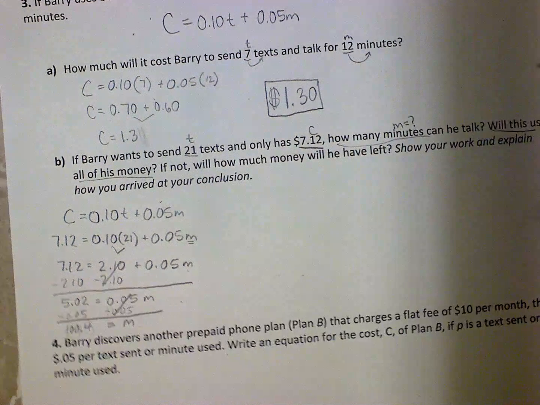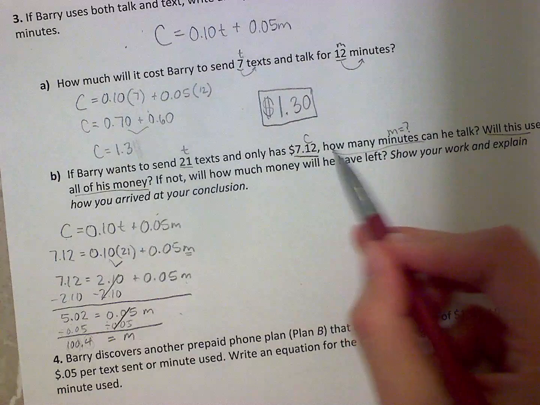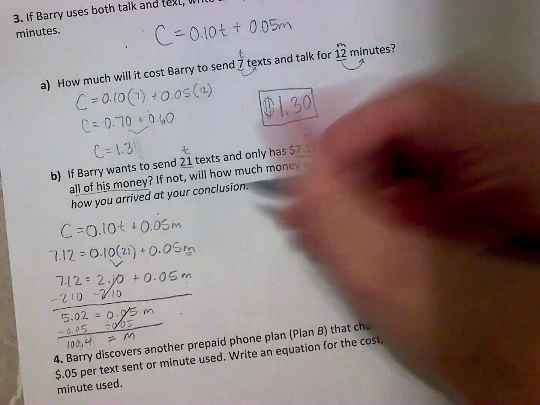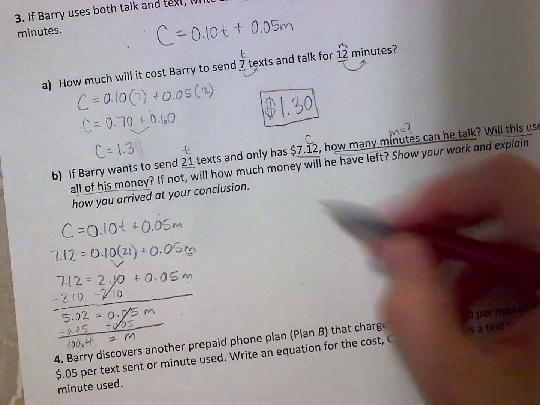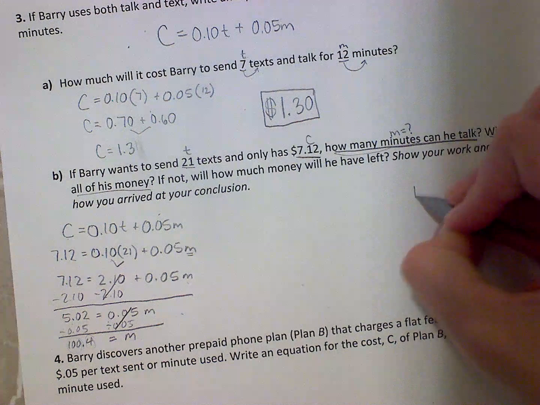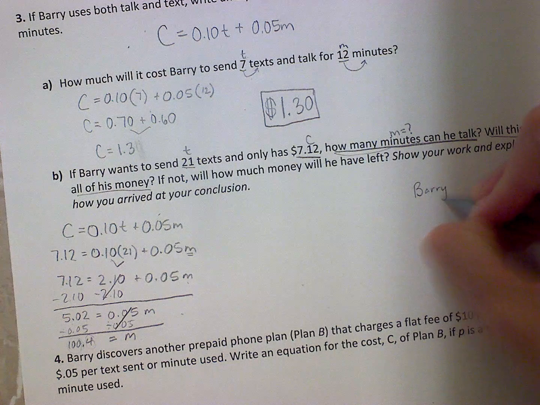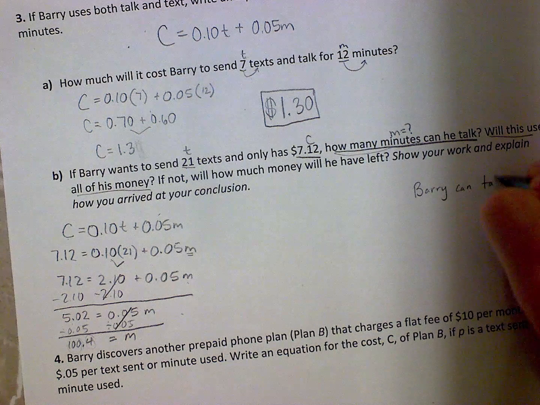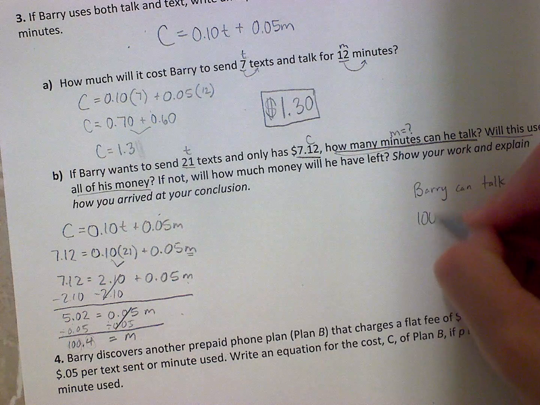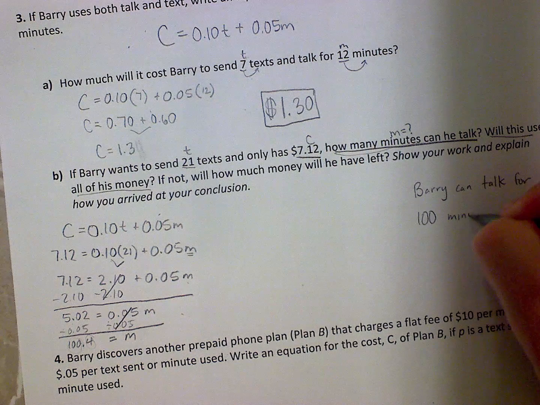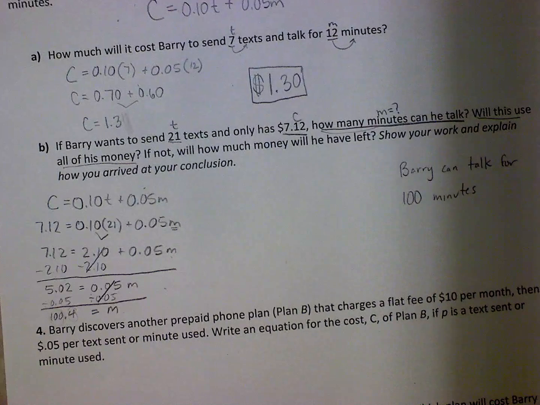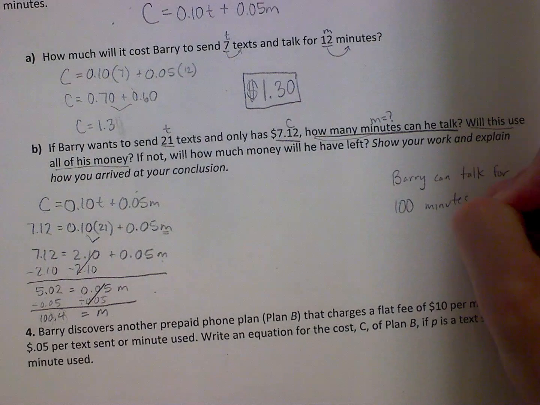So let's make sure we answer all the questions here. How many minutes can he talk? Okay, so I'm going to leave a little bit more room for work here. Look how I'm arranging my work. Arranging my work is important. Barry can talk for 100 minutes. He actually can't talk that 0.4 minutes because they'll charge him for 101 minutes, and he doesn't have that much. So that's the first question.